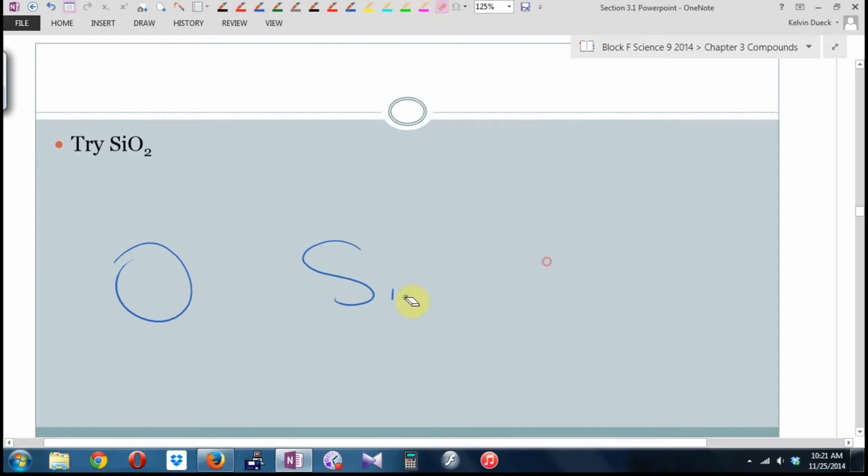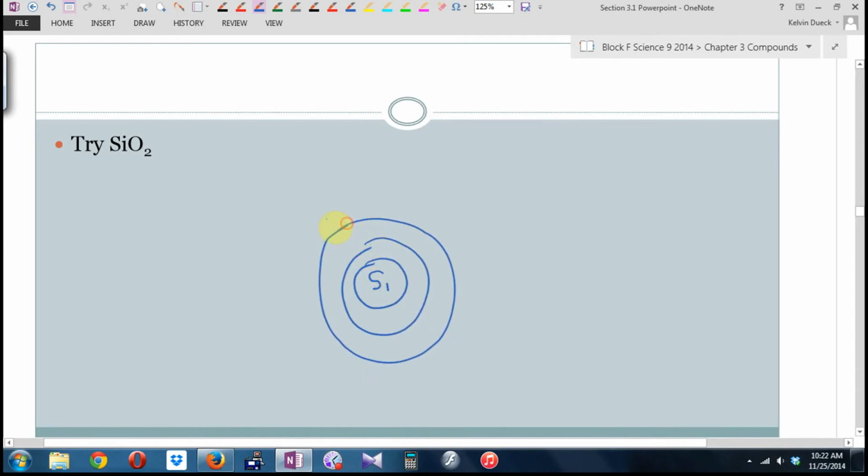So let's draw the silicon first. What row is silicon in? What period is it in? Hudson, you're right. Someone over there said it right. Third. How many shells will it have then? I only care about the outer one, but ready? So here is, we'll even put an Si in the nucleus. It's got 1, 2, 3 shells.